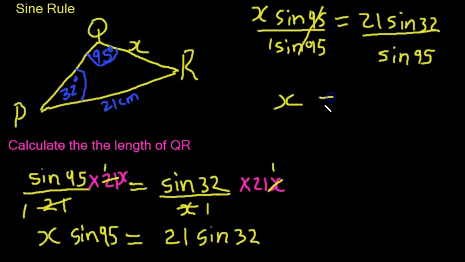And then, let me get my calculator. 21 sine 32 divided by sine 95. And so that will be 11.2 to 1 decimal point. So the answer you give, I guess it depends on how many decimal places they ask you to write it to, or if they ask you to write it to the nearest whole number. So x is 11.2.